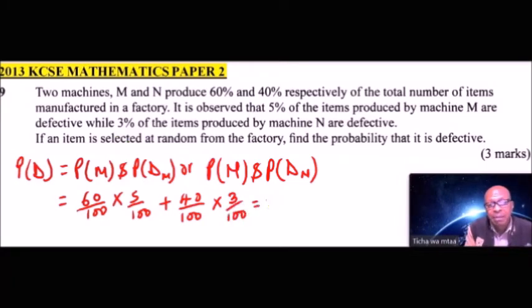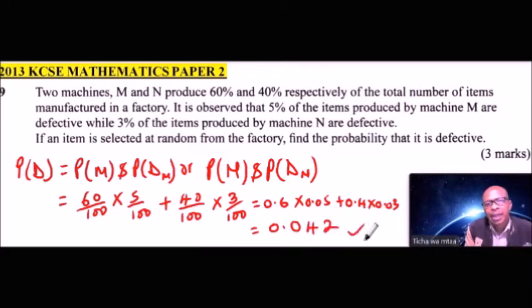Which we can simplify and say this is 0.6, you multiply by 0.05, then you add 0.4, and you multiply by 0.03. So when you multiply here, you can use your calculator, no problem, and you'll be able to get 0.042.